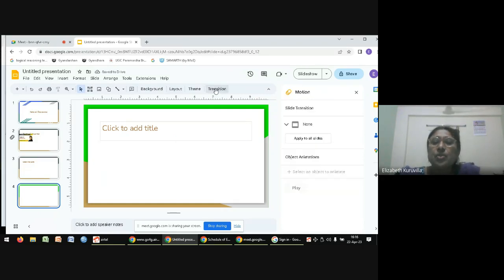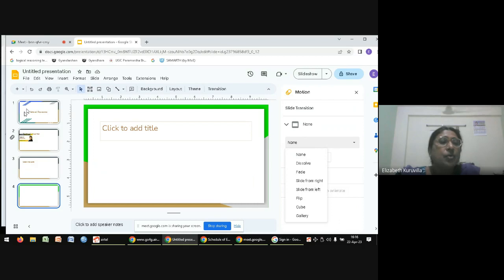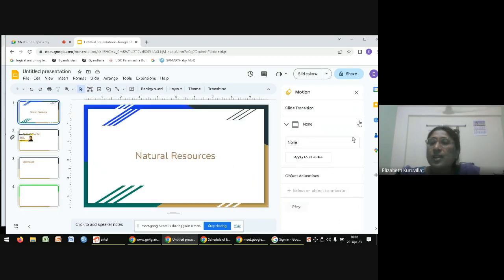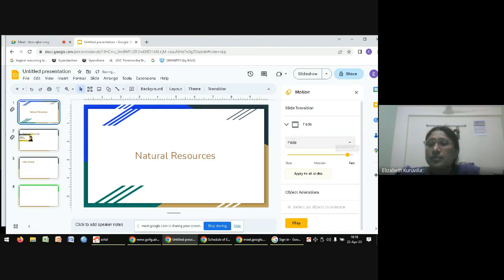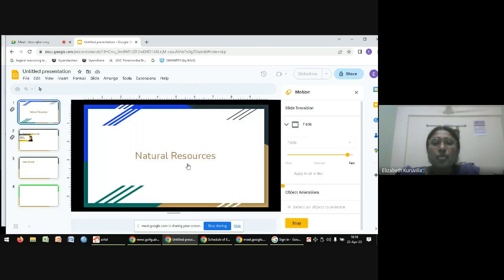Then transition also you can give, fade or something like that. We will go to this. We want to give the transition, this fade. We are pressing play. Here you can see the fading and then the natural resources are coming. So this is the way that you can develop the Google slide.